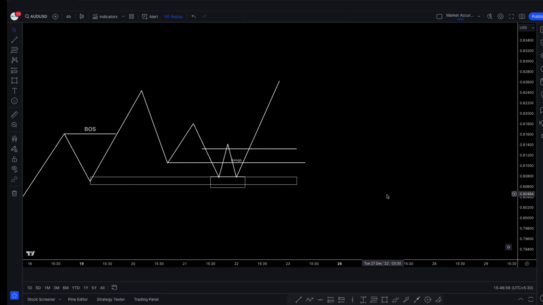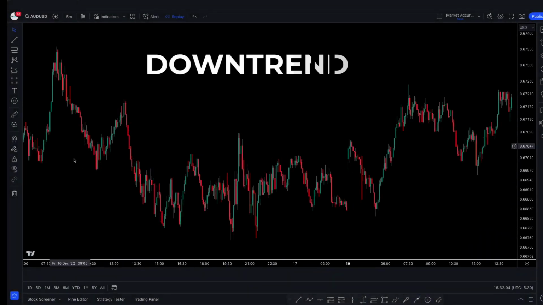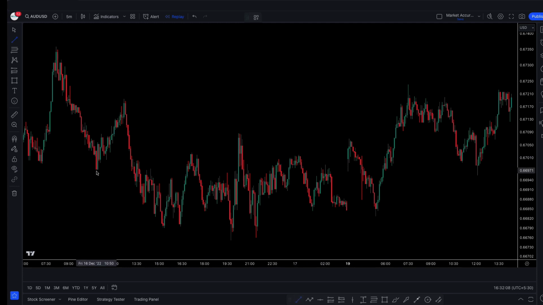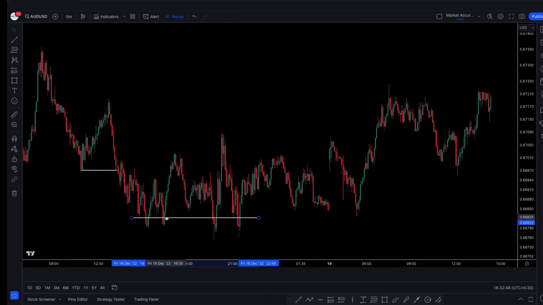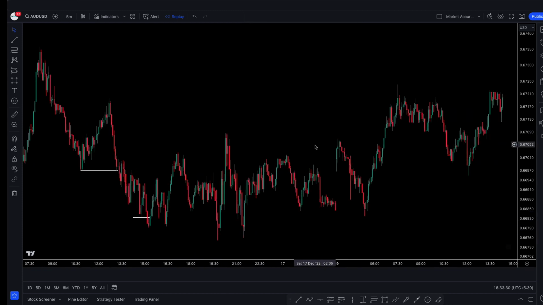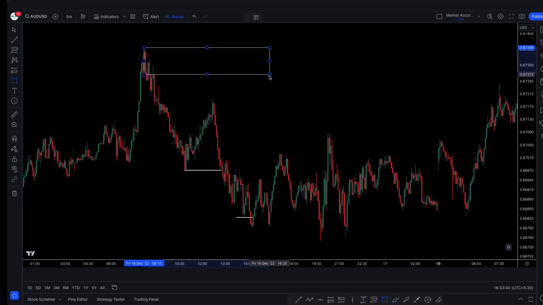I will try to give you guys some examples, and then it's going to be clear for you. You can see we are in a downtrend here. We broke this structure here, and then we broke some structure here as well. I wouldn't call this a break of structure, this right here. Now, we have our extreme zone here. This could be our extreme zone. Let me mark this out like this.